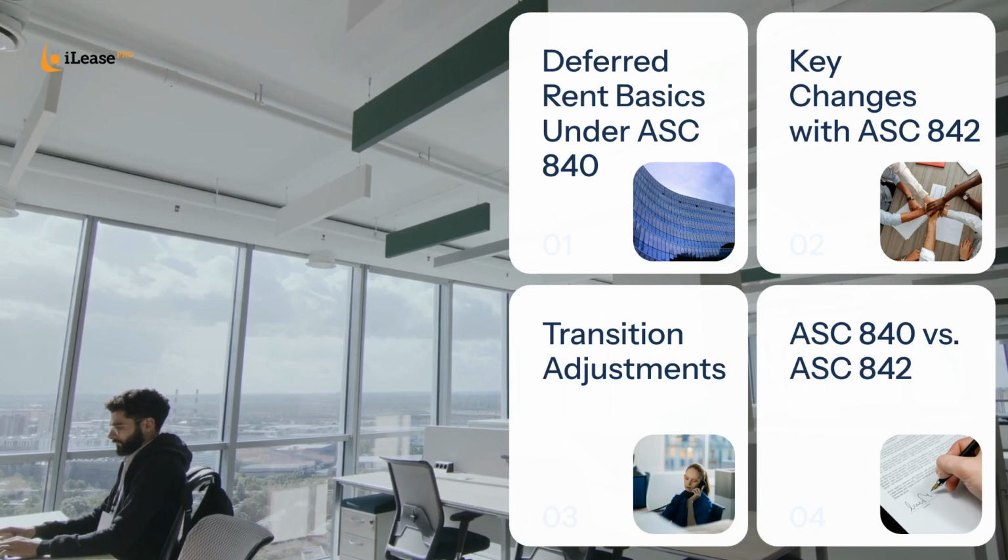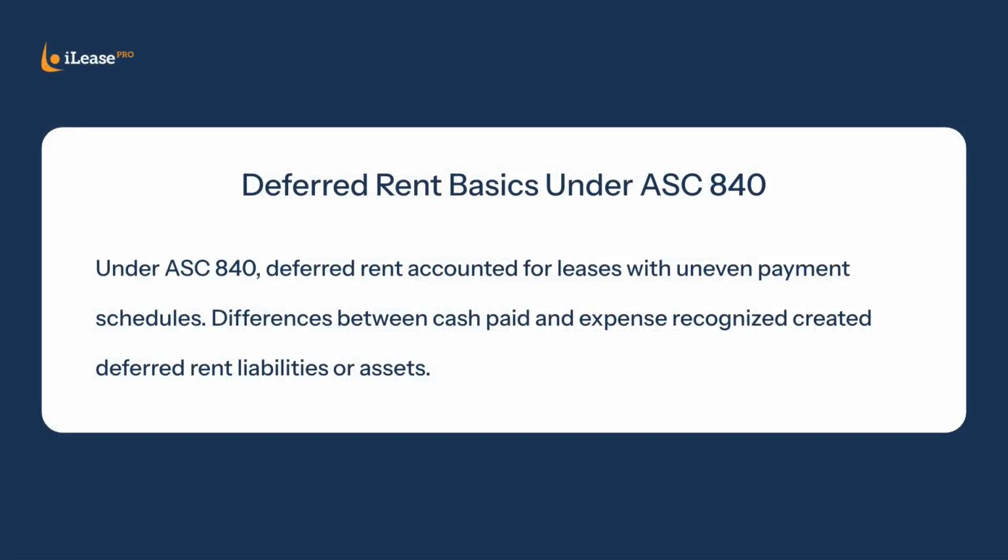Let's get started. Under ASC 840, deferred rent arose due to uneven lease payment schedules, such as leases with escalated rent payments over time. The standard required straight-line expense recognition, meaning the total lease expense was evenly allocated over the lease term, regardless of the payment schedule. The difference between the cash paid and the straight-line expense was recorded as a deferred rent liability or asset, depending on whether payments were higher or lower than the recognized expense. This approach aimed to smooth out the expense over the lease term.